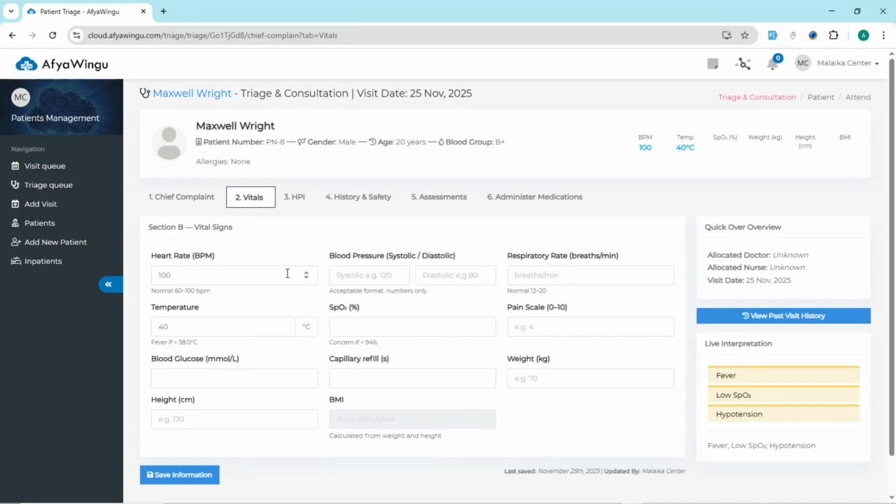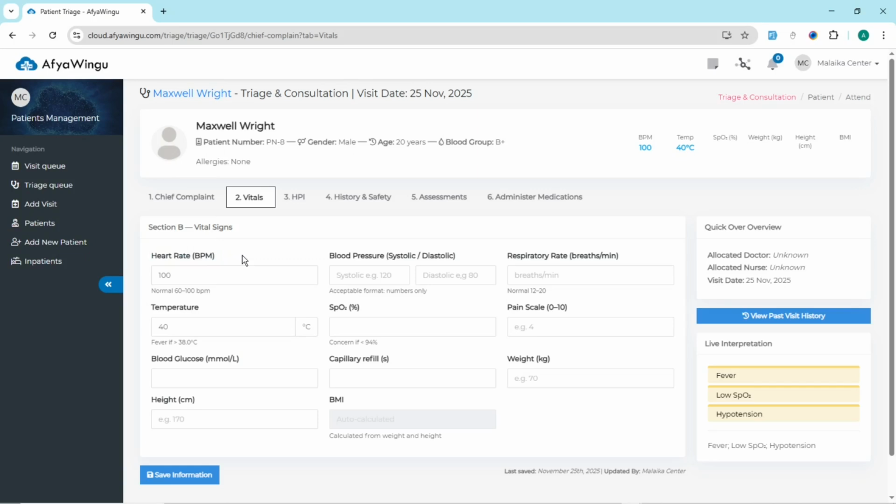At the top of the screen, you'll see the tabs again. We're now on 2 Vitals, which is highlighted in blue. Let's go field by field so you know exactly what to enter and what's considered normal. Section B, Vital Signs. This section is divided into 12 fields, all essential for assessing a patient's current health status.